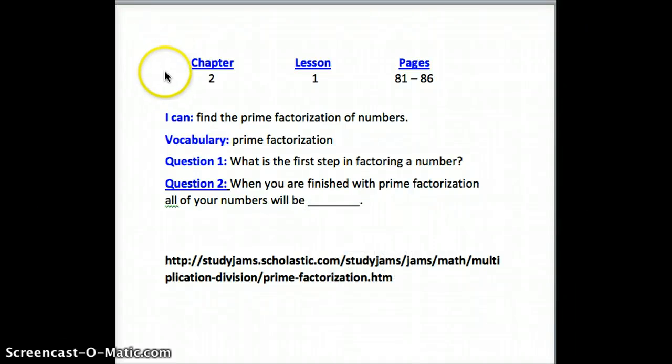Today we are learning about Chapter 2, Lesson 1. It can be found on pages 81 through 86 in your textbook and online. Our objective today is, I can find the prime factorization of numbers.